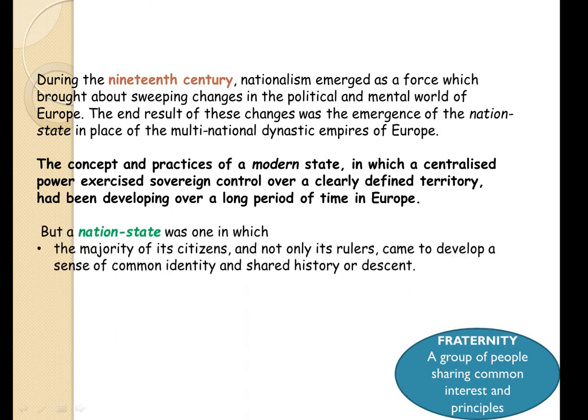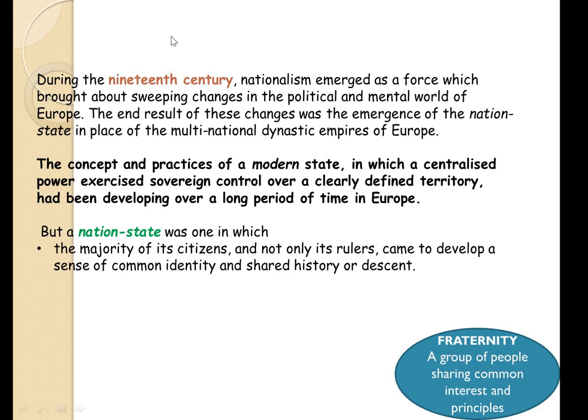But what was a nation state? Majority of its citizens, not only the rulers, came to develop a sense of common identity. They had common identity, commonalities were there. They also shared common history or descent. That is the meaning of nation state. Of course territory is there. Of course sovereignty is there. It was developing over a long period of time. Apart from that, they should have a sense of common identity, and they should have shared history or descent.